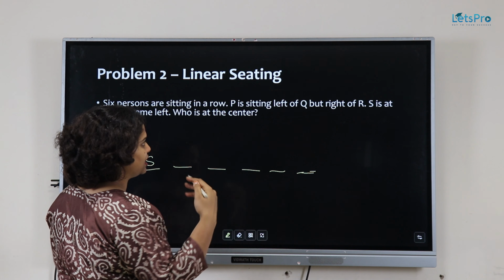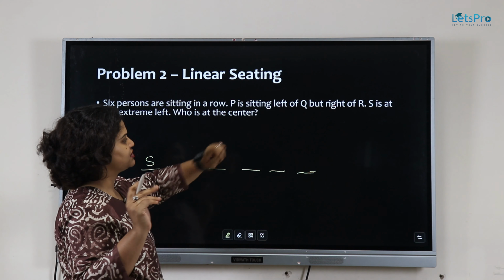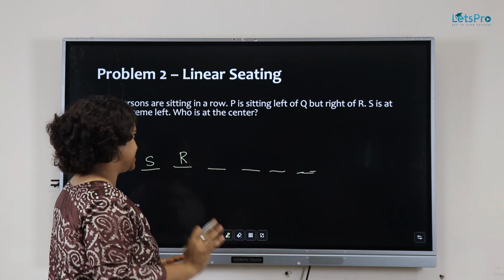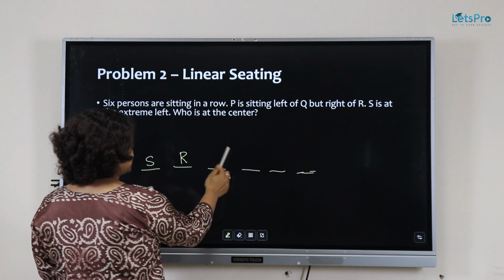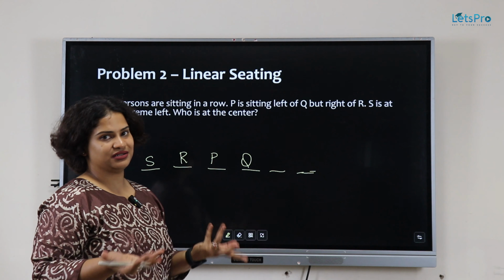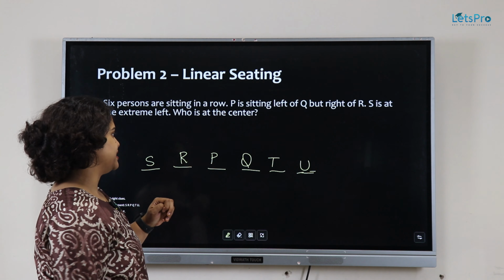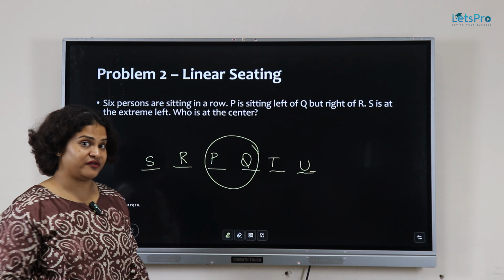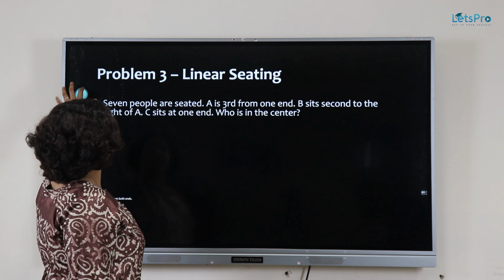What is next? P is sitting left of Q. So as of now I don't know, but right of R, right? Now, who is at the center? Let's quickly do that. Let's say R is sitting here. If R sits here, what is happening? P is sitting left of Q but right of R. That means towards the right there is P and there should be a Q here as well. What are the other things that are left? Let's take it alphabetically, T and then U. So who is at the center? It can be either P or Q as well. I hope you've understood this particular question. All right, let's get into the next question.